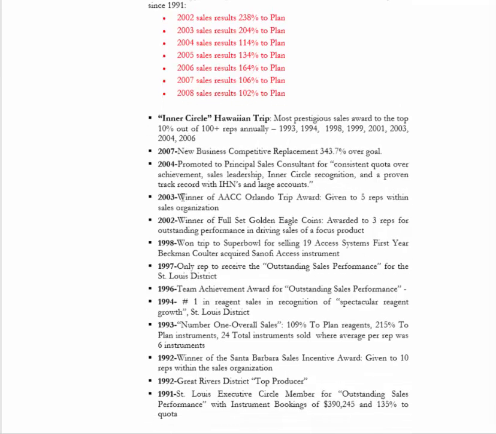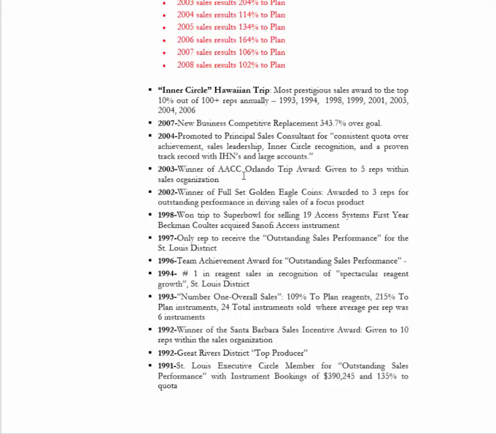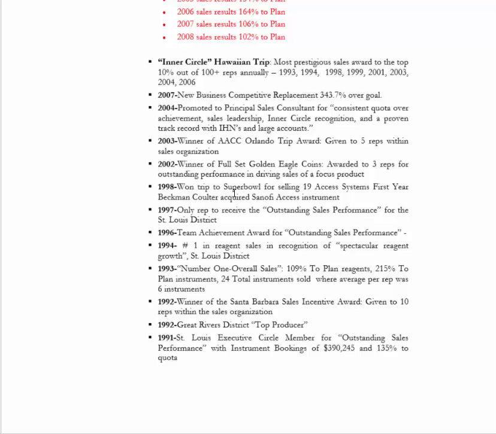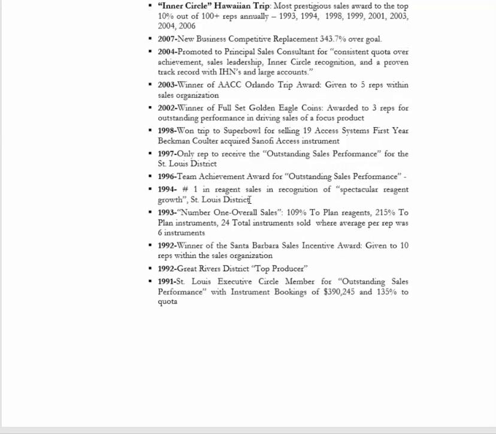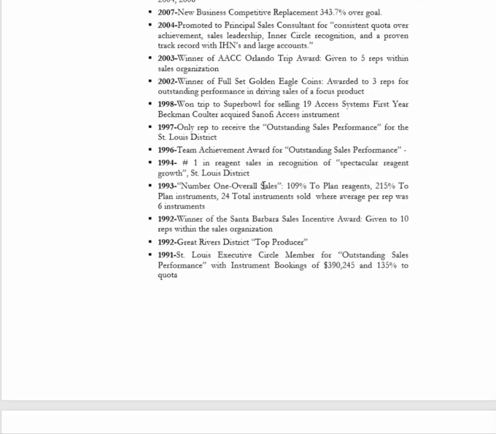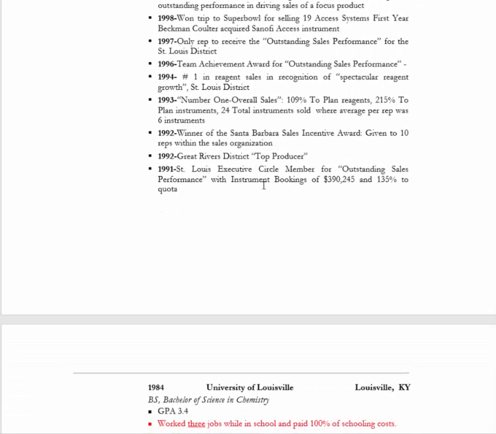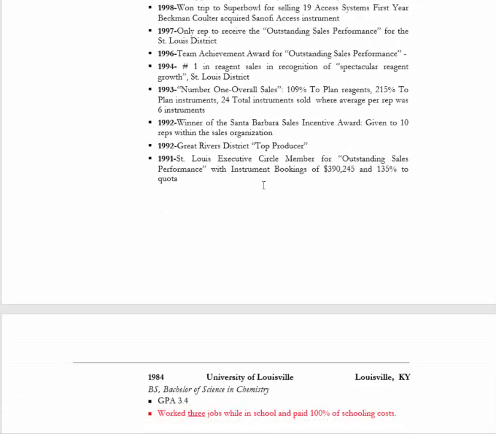So anyway, you look through here, these are results. These are all winner of full set Golden Eagle coins. One trip to Super Bowl for selling 19 access systems. Number one in reagent sales, a recognition of spectacular reagent growth. So all these are results. It has nothing to do with what they do. It's just results. And that's what sales managers and recruiters want to see.